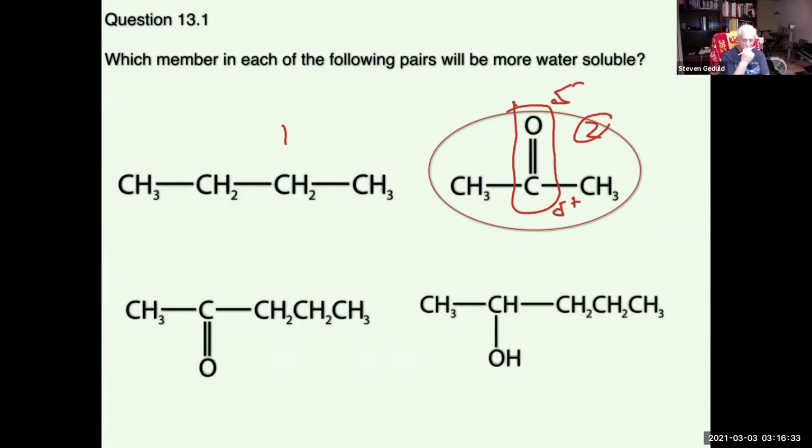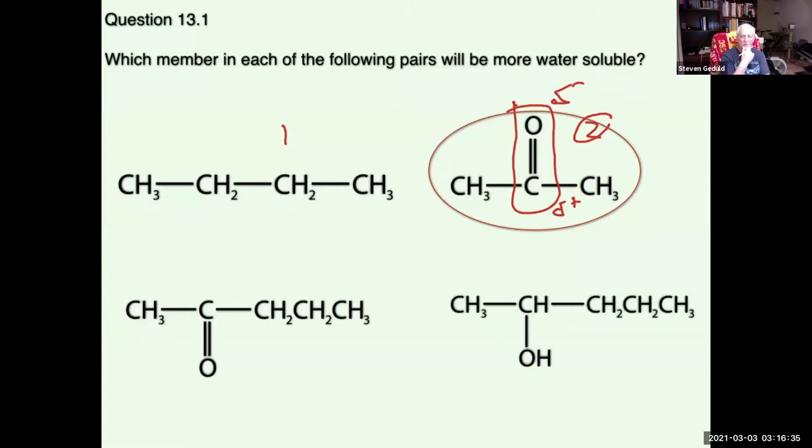Okay, of these two, which one is more soluble in water? Let's do A and B this time instead of 1 and 2, just so it's different. All right, which is more soluble, A or B, in water?